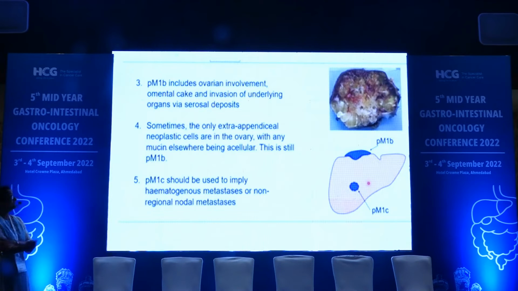So for example, here if you see, the topmost is ovary. So sometimes one can get entire ovarian involvement by an appendicular neoplasm, still it is categorized as M1B. Something on the surface of the liver is M1B, but in the parenchyma is M1C.